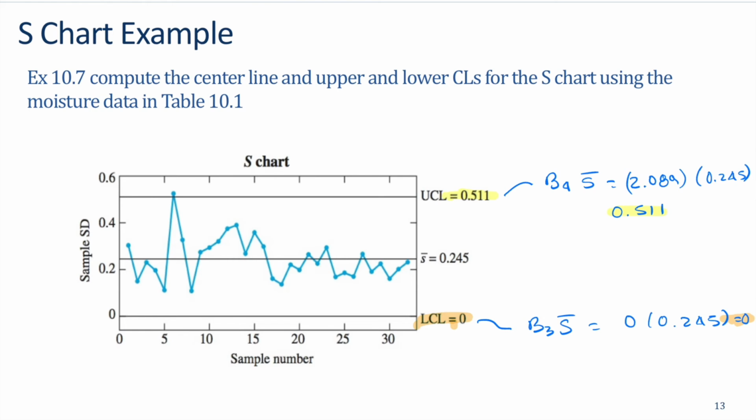So for the S chart, we proceed in the same way. The only difference is that the constant is different. We use the B4 constant. And in the same way, after we plot the central S bar and the upper and the lower control limits, we need to identify the points that are out of control.